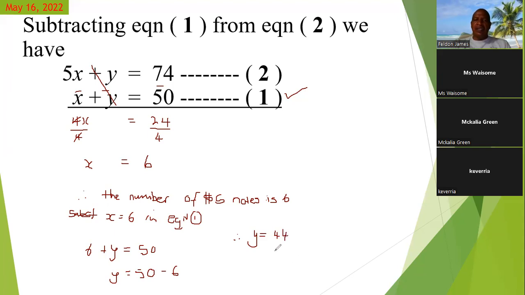Now, you could always check back the values for x and y by substituting both of them in one of the equations and see if you get the end result. So if you put y equal to 44 and x equal to 6 in equation 2, just plug in both values for x and y, and we should get back 74. So for equation 2, we have 5x, so x is 6. So we would have 5 times 6.